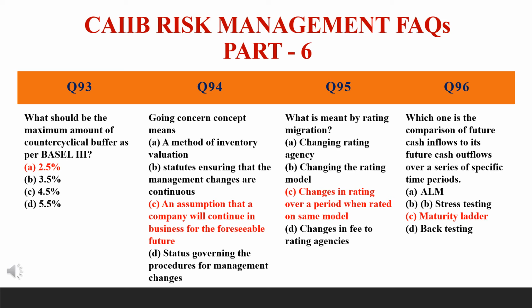Now, next question, going concern concept. What is that? Is it a method of inventory valuation, or statutes ensuring that management changes are continuous, or an assumption that a company will continue in business for the foreseeable future, or a status governing the procedures for management changes? Going concern concept is option C, an assumption that a company will continue in business for the foreseeable future.